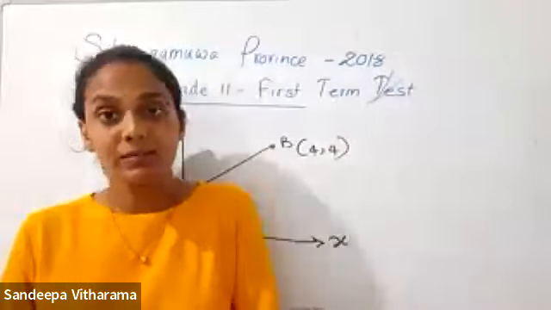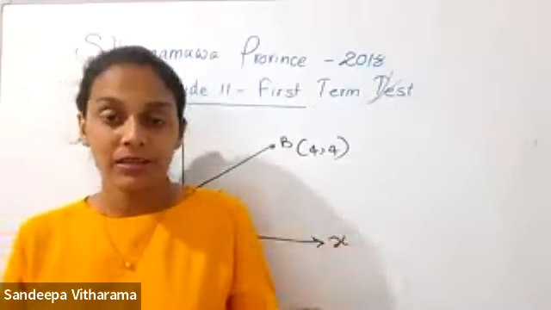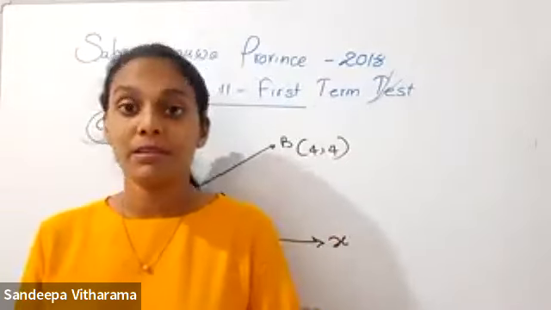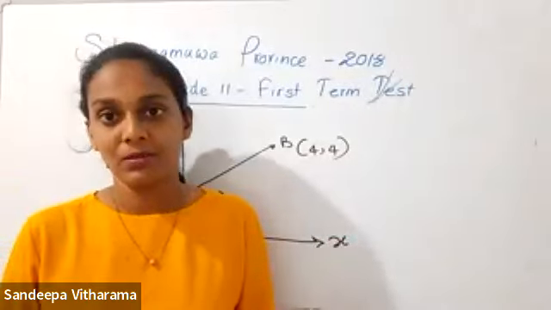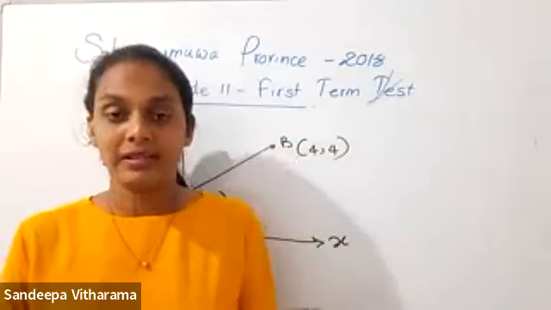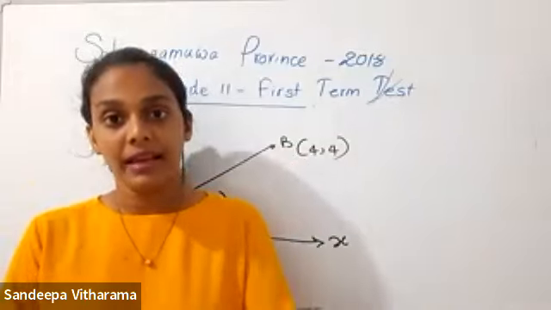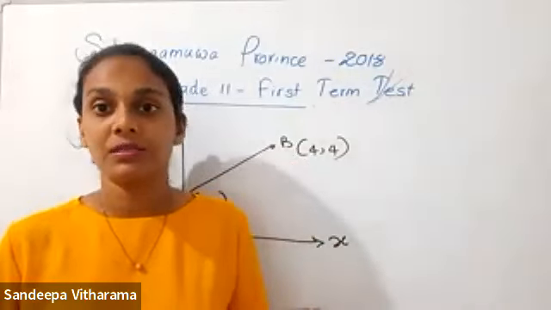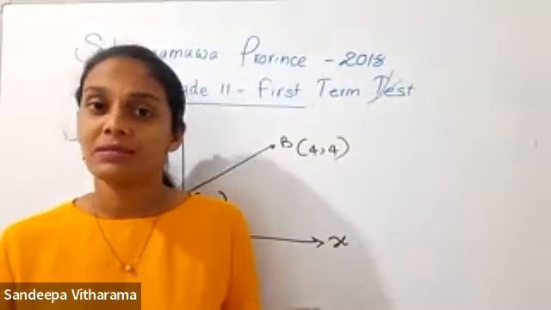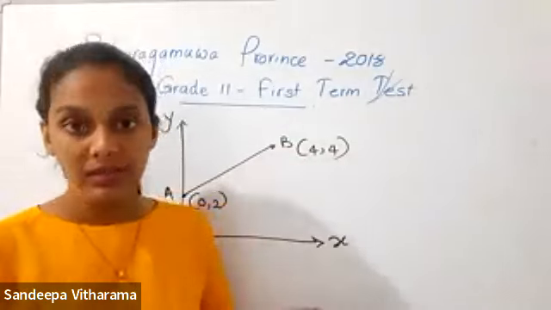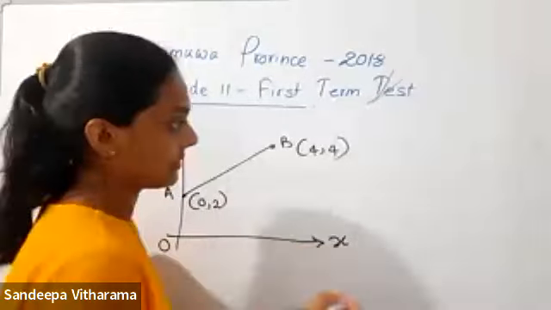And sometimes they say that the form of this straight line segment is y equals mx plus c, find the m and c. On that occasion also you have to find the gradient and intercept. So at any time, what you have to do is find the gradient and intercept. Sometimes you don't even need the intercept; you just have to find the gradient. Okay, let's see how to find a gradient.